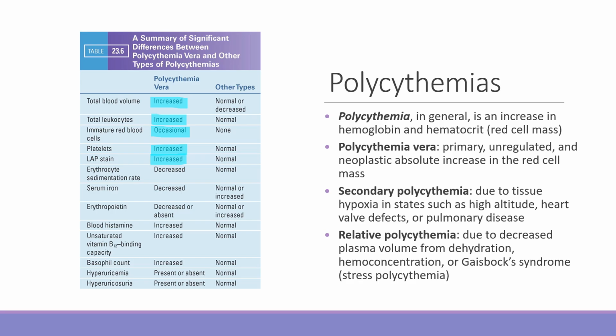Immature red blood cells we might see occasionally in polycythemia vera. We're not going to see them in the other types of polycythemias. Platelets will be increased, and leukocyte alkaline phosphatase (LAP) stain will be increased. Those things will be normal in other types of polycythemia.